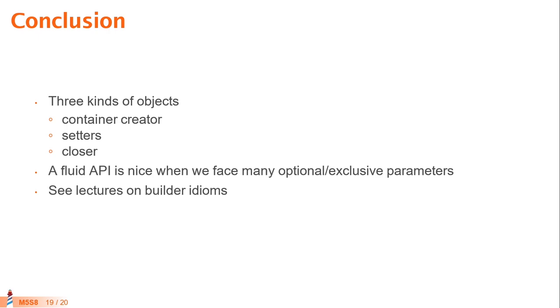So as a conclusion, what you see is that in a Fluid API, you have three kinds of messages. You have the container creator, the setters that will let your client configure your creator, and a closer that will say, okay, now I can do something. So Fluid APIs are really nice when you have many optional exclusive parameters. So I think that they are not used enough and people don't know them. So that's why we decided to include this lecture in this MOOC.